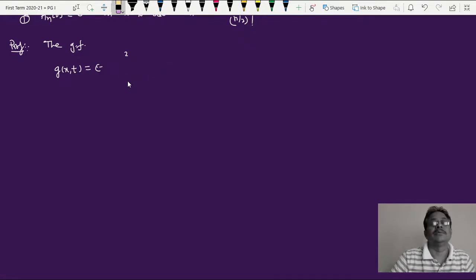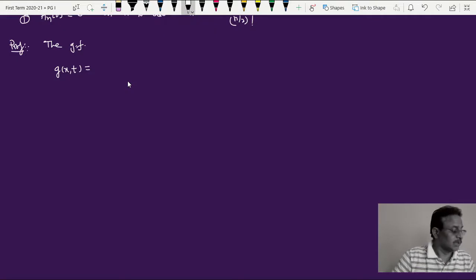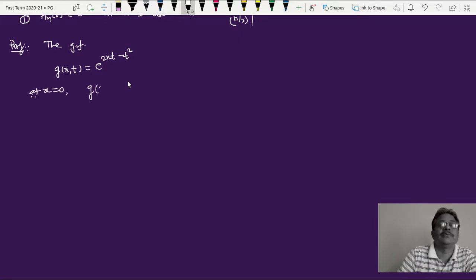I am discarding the Rodrigues formula that I had written. The generating function is different. The generating function is e raised to 2xt minus t square. Now put the value of x equal to 0. At x equal to 0, we get g of 0, t is equal to e raised to 2 into 0 multiplied by t minus t square, which is simply e raised to minus t square.